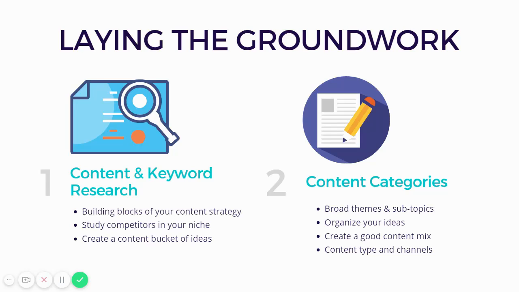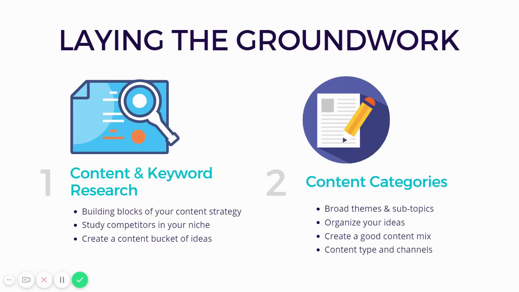As you go through this process, you are going to have a lot of inspiration, and so you can create a content bucket of ideas. This can be a simple Word document or Excel sheet, and you can always pull ideas from here when you're working on your calendar. The next thing you can do is create content categories.